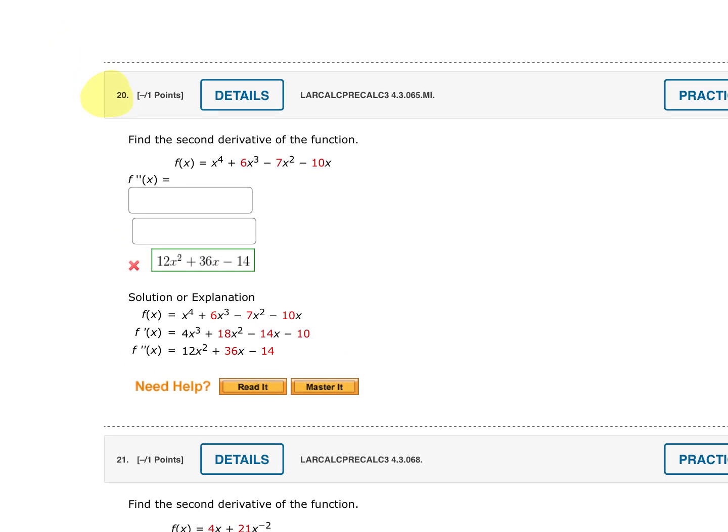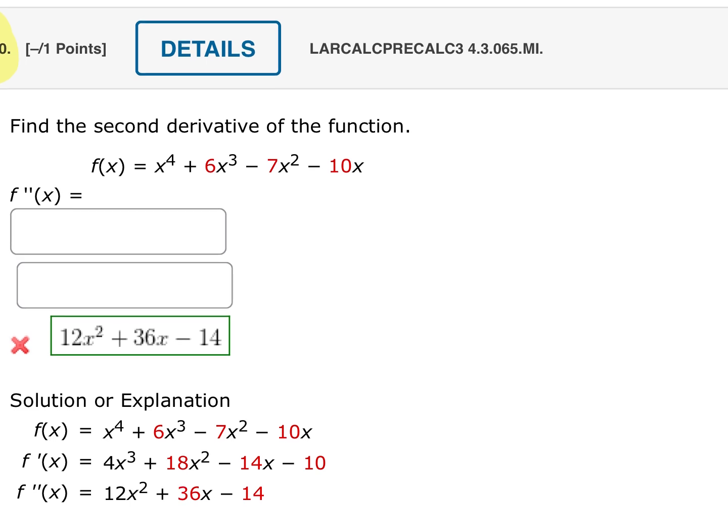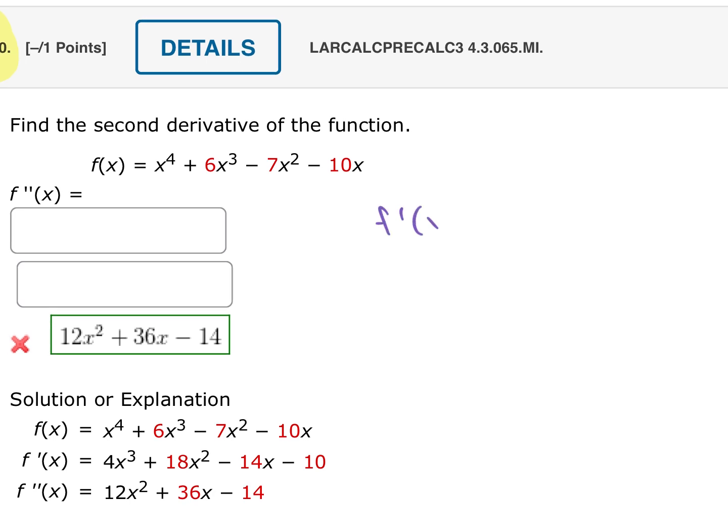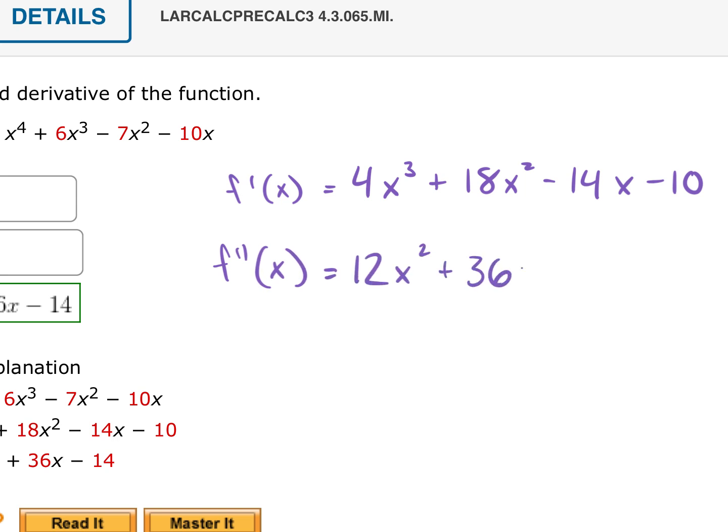Right, next, let's do 20. It says find the second derivative of the function. So we just have to take the derivative twice. First, let's find our first derivative. So our first derivative would be 4x cubed plus 18x squared minus 14x minus 10. Then we take our answer and take the derivative again. So our second derivative would be 12x squared plus 36x minus 14.